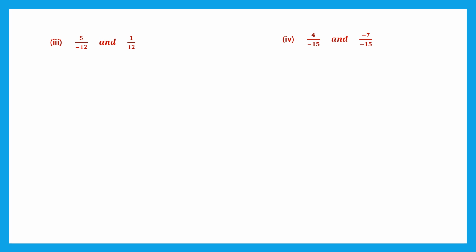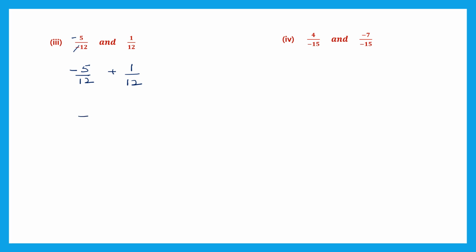Question 3. Now here look at the denominators. We have minus 12 and 12. Now you have to see that your denominator is positive. So if I have to make this positive, I'm going to take my minus sign from here and put it for the numerator. So let's do that first. Let's remove this minus sign. Let's put it here. So now what do we have? We have minus 5 by 12 plus 1 by 12.